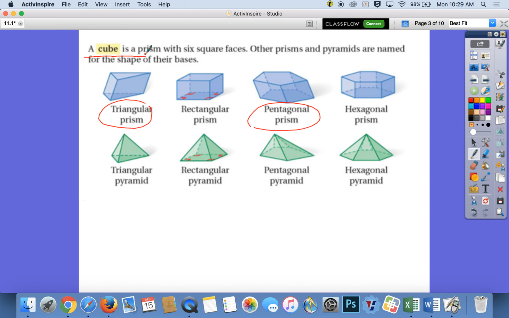And then, for these 2 concepts. Your cube is a prism with 6 square faces. Okay, so the cube has 6 square faces, and all those faces are congruent faces.